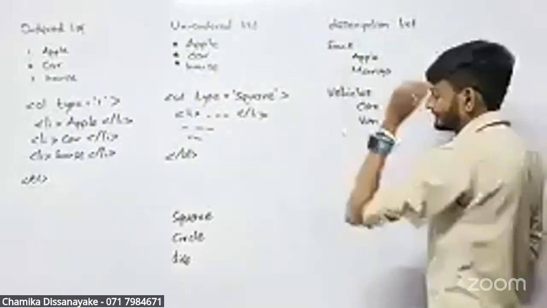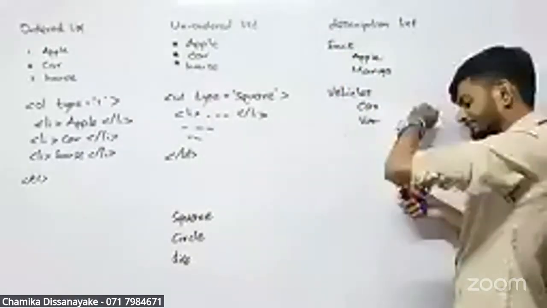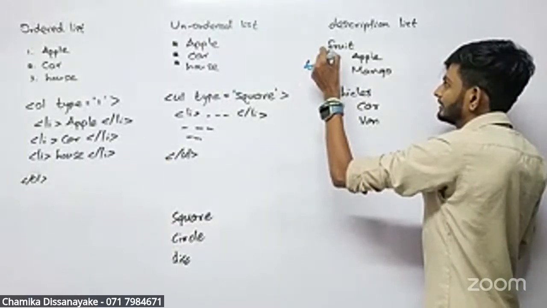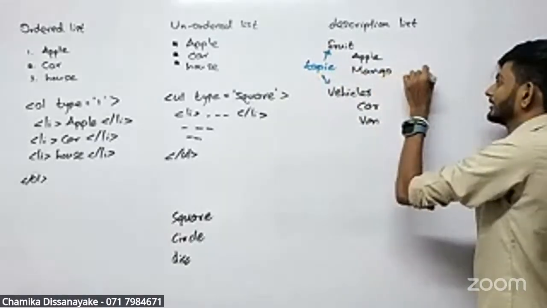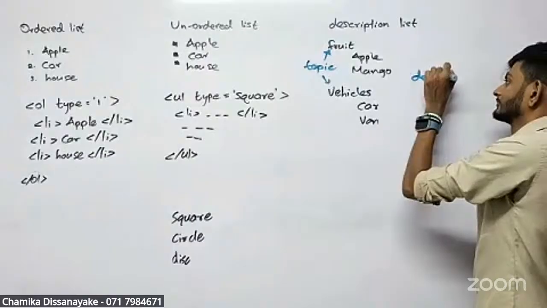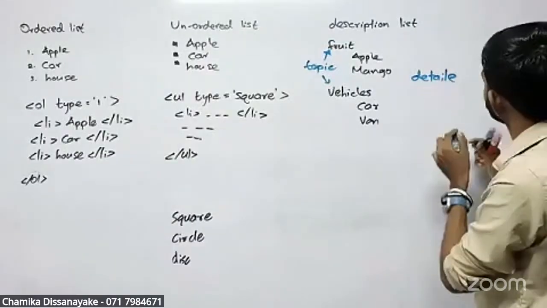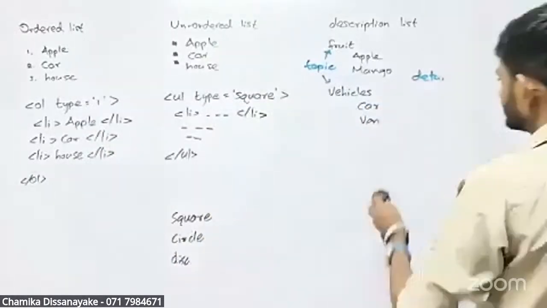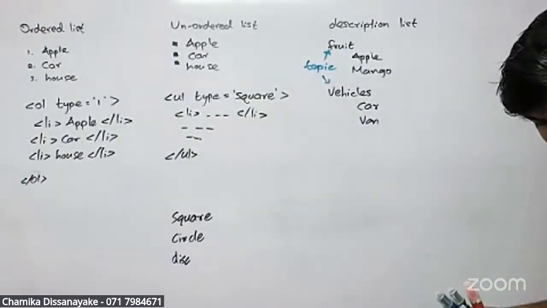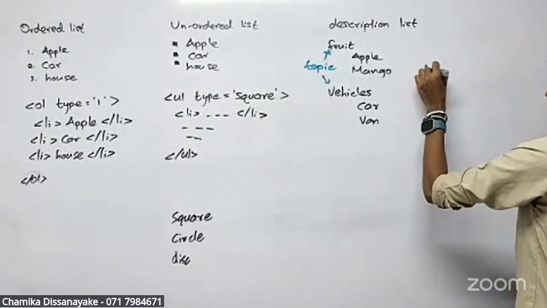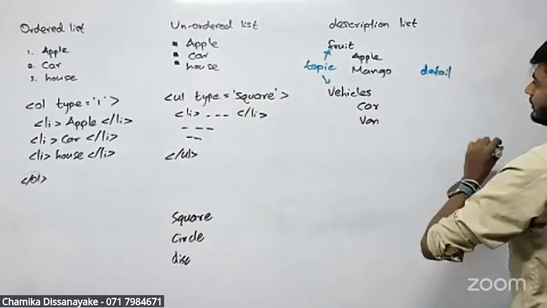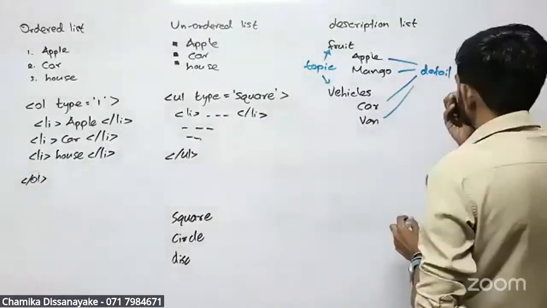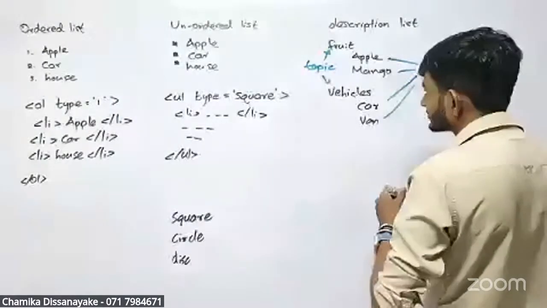So these things are called topics, and those are details. So those are details. Okay, so then we can start our list by this.